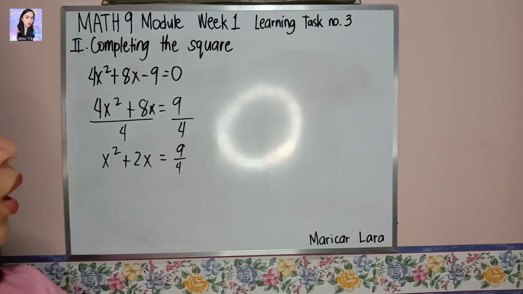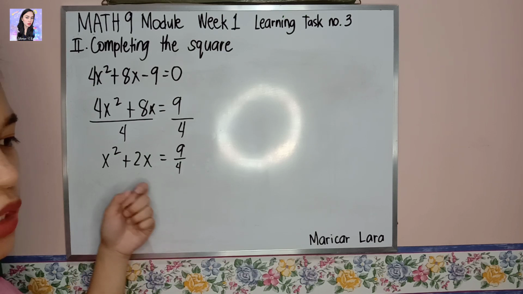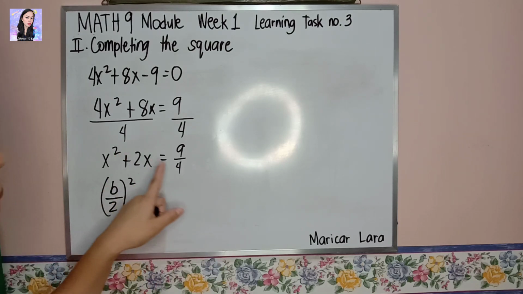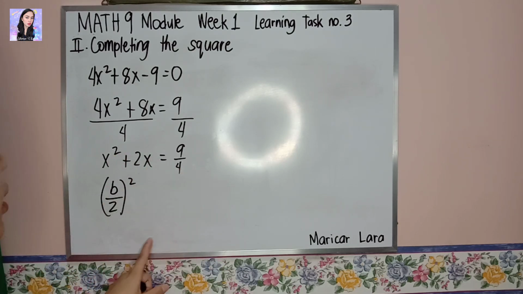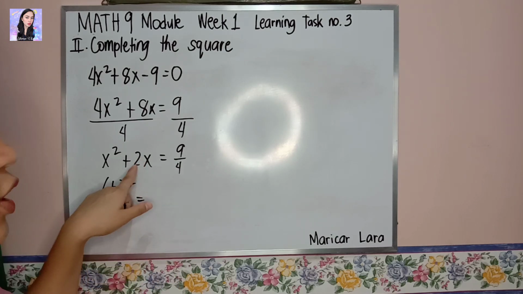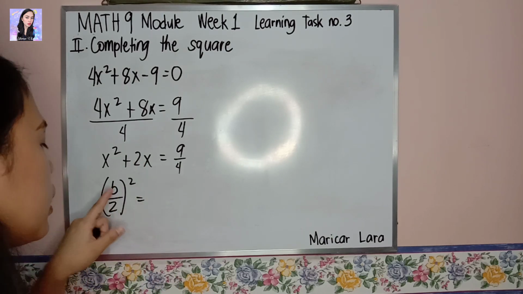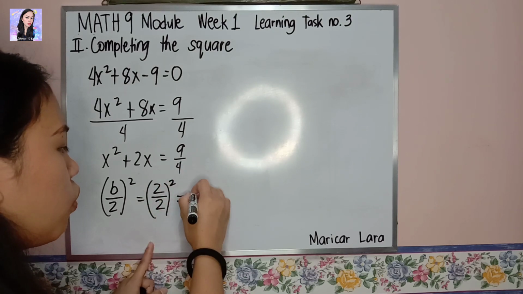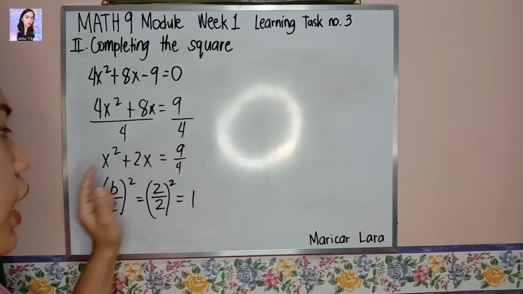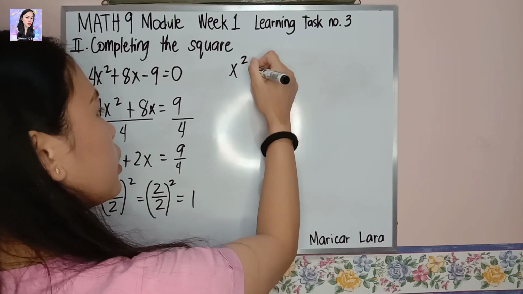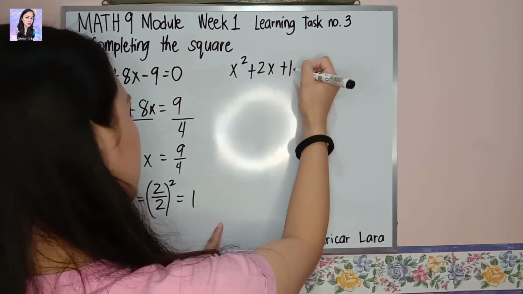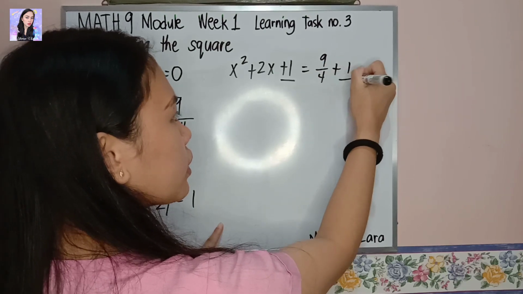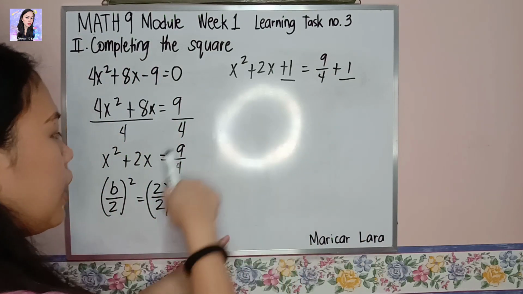And then third step, we will add both sides b over 2 squared. So i-add natin parehas yung b over 2 squared, both sides. So ano ba yung b natin dito? Ang b natin ay yung 2. So gagawin lang natin 2 yung b. So 2 over 2 is 1. Ang squared nun ay 1. So we will add 1 both sides. So we will have x squared plus 2x plus 1. Ito yung in-add natin, ha? Equals 9 over 4 plus 1. Okay? So ito yung in-add natin sa kanila.